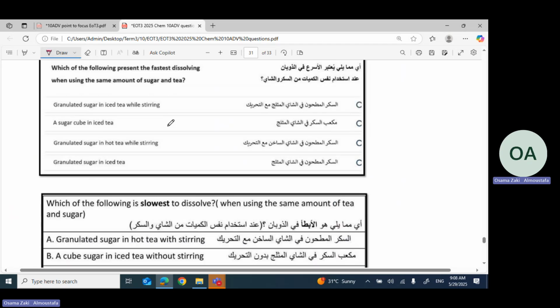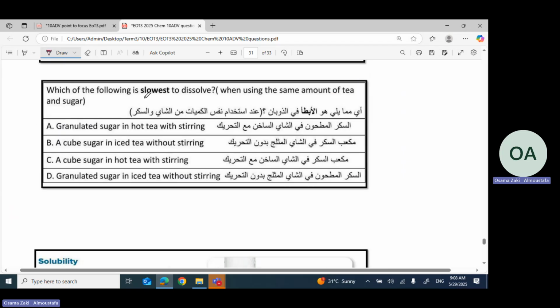Here, the fastest dissolving. Look, what do we have? They say the fastest. Granulated sugar in iced tea, no. Fastest should be fine sugar, powder sugar or granulated sugar, and you have to stir the sugar in water, and the water or the tea should be hot. So that means granulated sugar in hot water while stirring is the fastest. The slowest is a sugar cube without stirring.